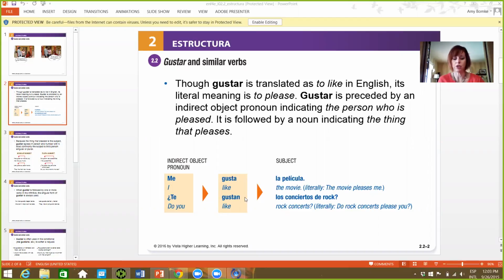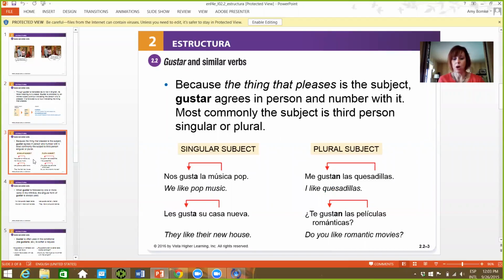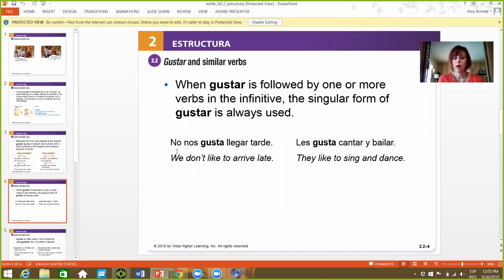They're going to talk about it in the tutorial, the difference between gusta and gustan: using gusta if your subject is singular, like las películas instead of gustan with los conciertos. Make sure that you watch that, and you can pause if you want to and look at these slides, but this is information from your book. So that's how gustar works. You've got me, te, le, nos, os in Spain, and les as the indirect object pronouns that you are going to be using with gustar.